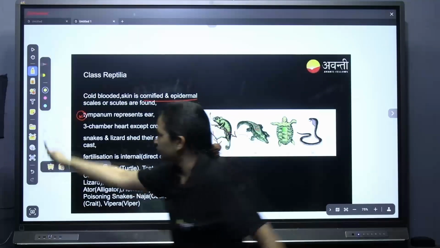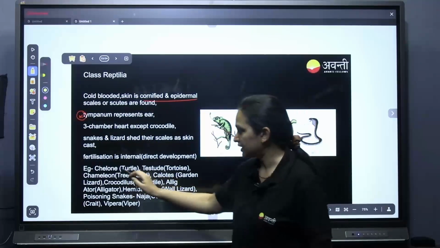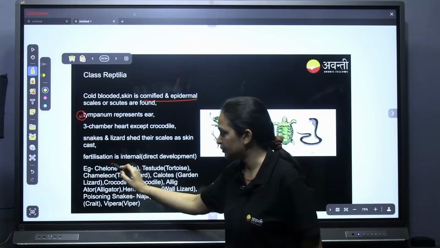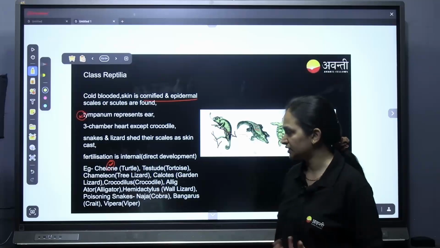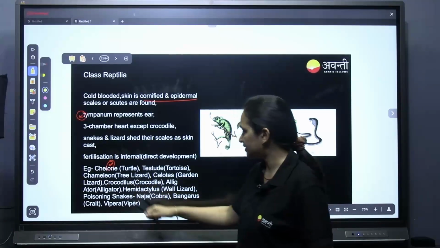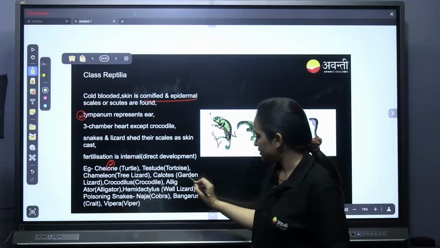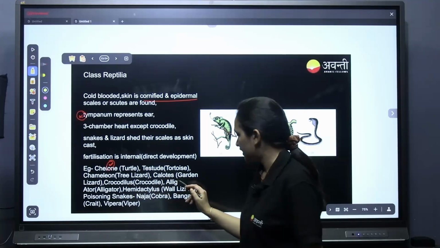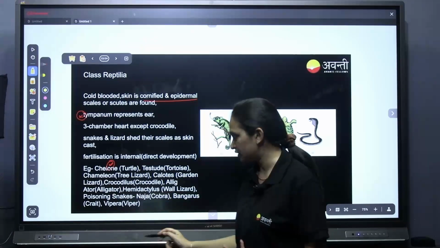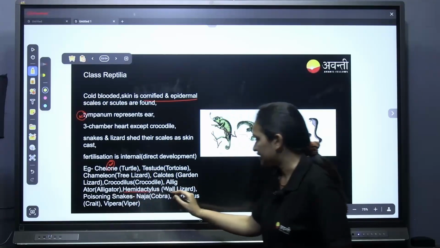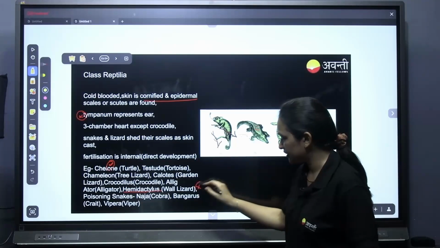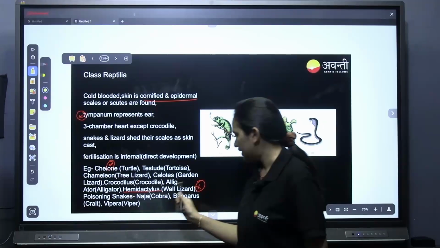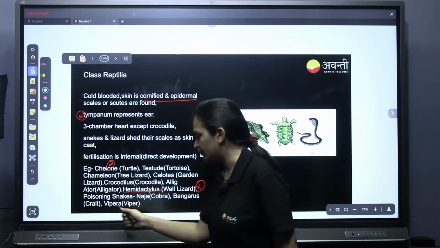The examples become very important here, as Chelone, that is turtle, Testudo, tortoise. Chelone has been a previous question, many times they have asked. And Chamaeleon, tree lizard, and Calotes is a garden lizard. Crocodilus is a crocodile, same wordings, and Alligator is alligator. And Hemidactylus is a wall lizard. This has been a previous year question.